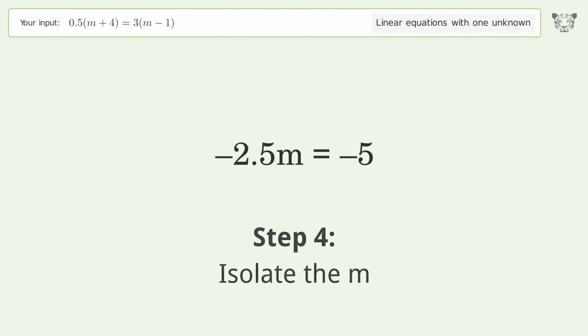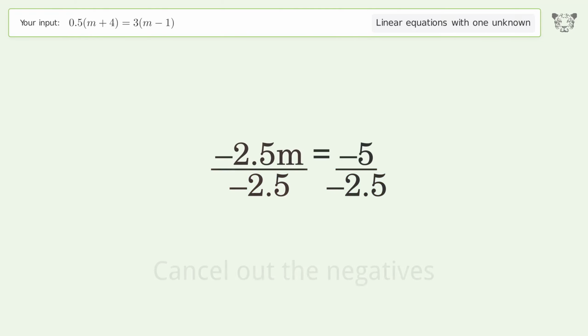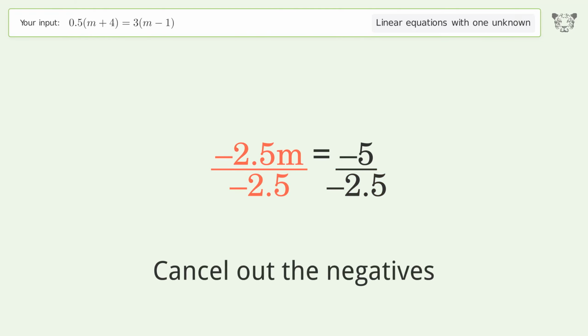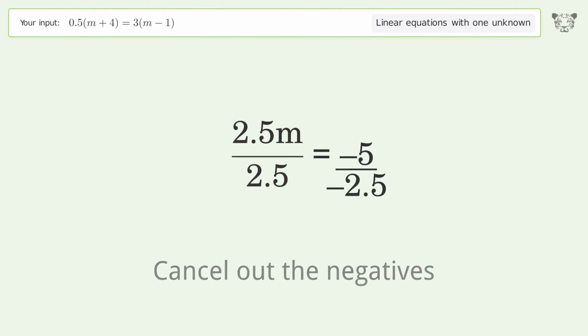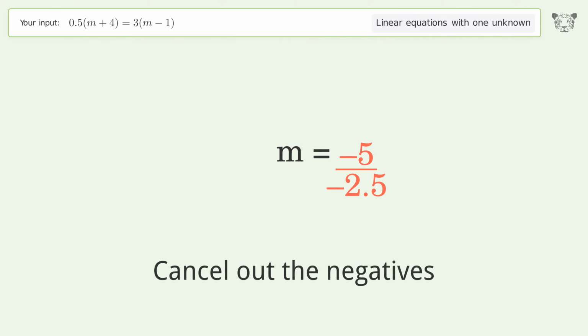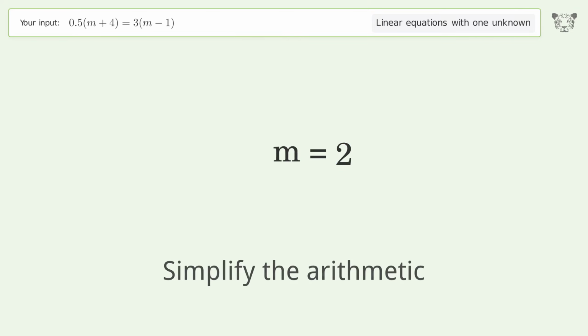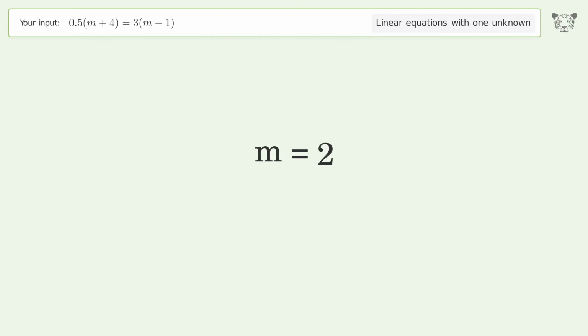Isolate the m. Divide both sides by -2.5. Cancel out the negatives. Simplify the arithmetic. Cancel out the negatives. Simplify the arithmetic. And so the final result is m=2.